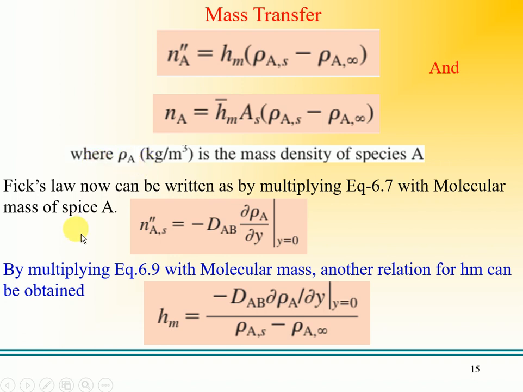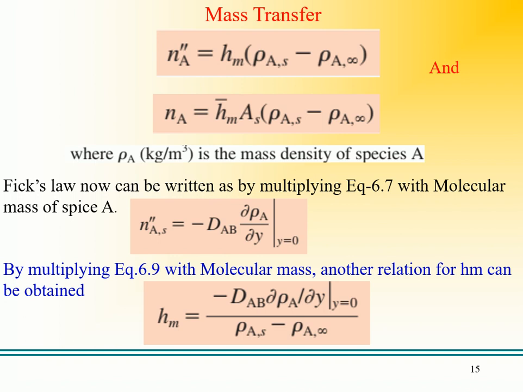Fick's law of course can be written, you know, in terms of mass transfer, that is NA double dash, which is kilogram per meter square per second, is equal to minus DAB times curly rho A by curly Y, right?